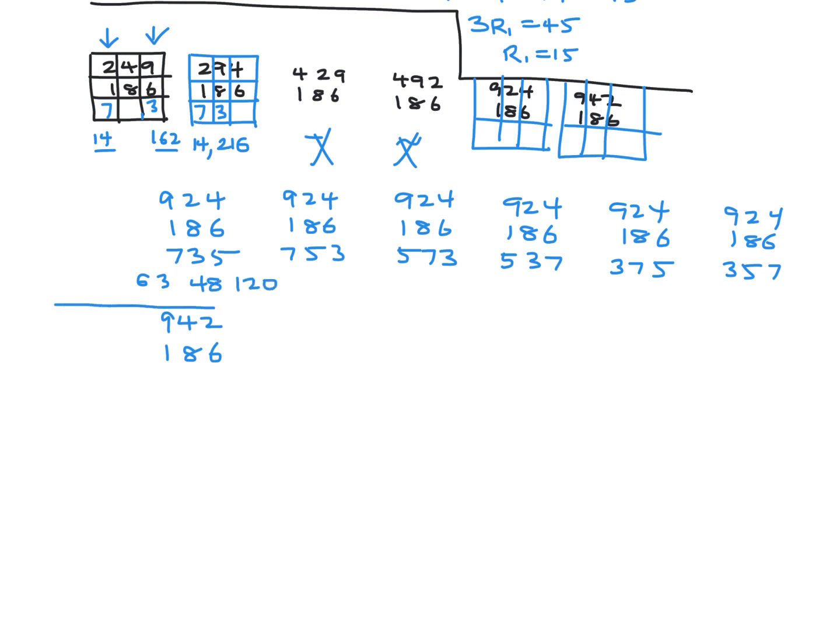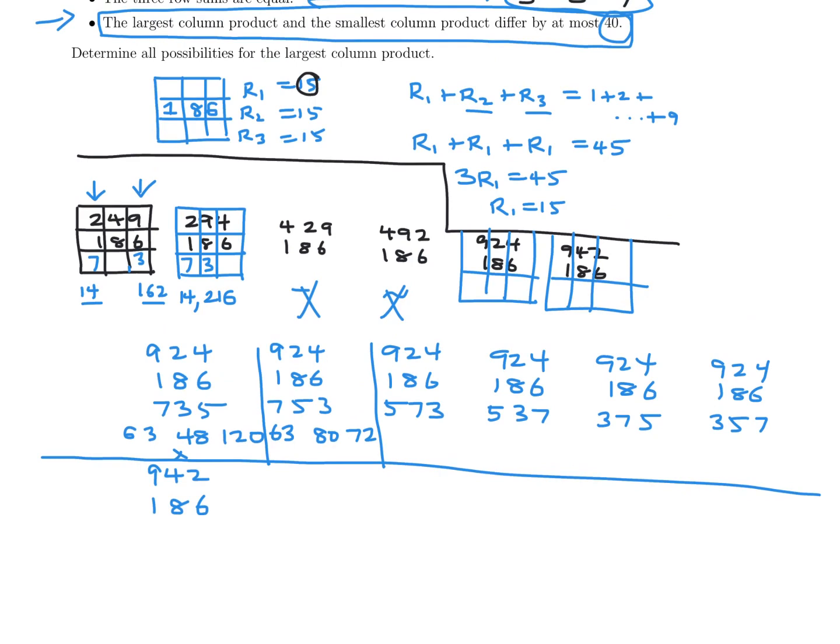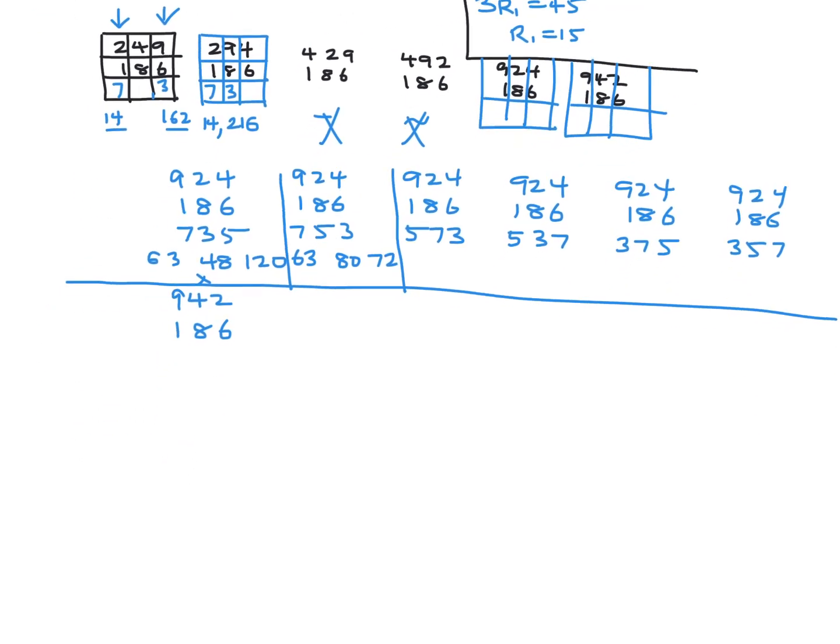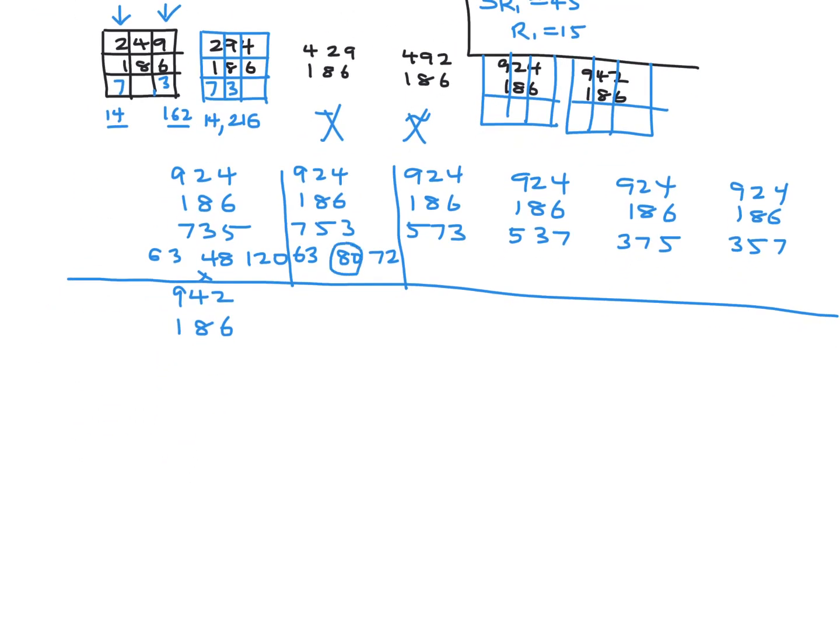Is this a problem? Does the largest and the smallest column product differ by 40 or more? And the answer is yes. So this falls apart. The next one, you'll see it's 63, 80, and 72. This one actually works. So we'll keep this one, and they will actually want you to find the largest column product. So the largest column product is this one, in an arrangement that works and fulfills all our conditions.